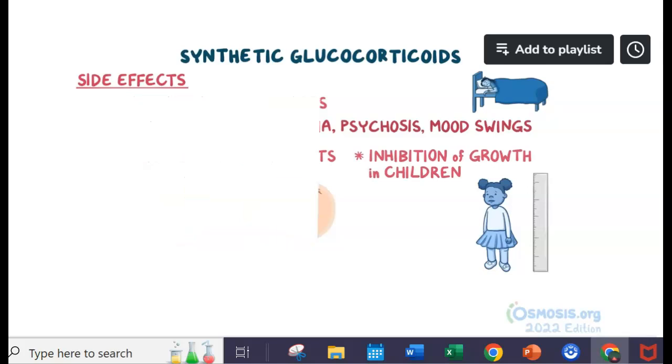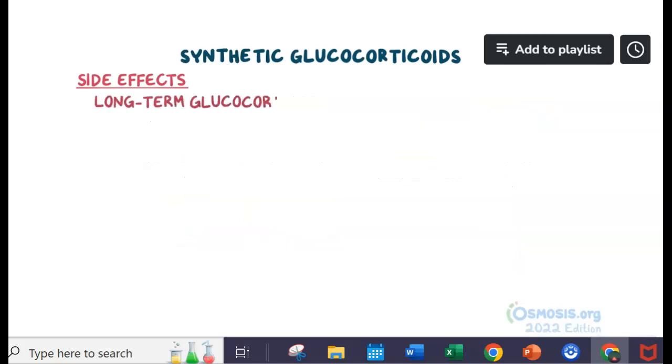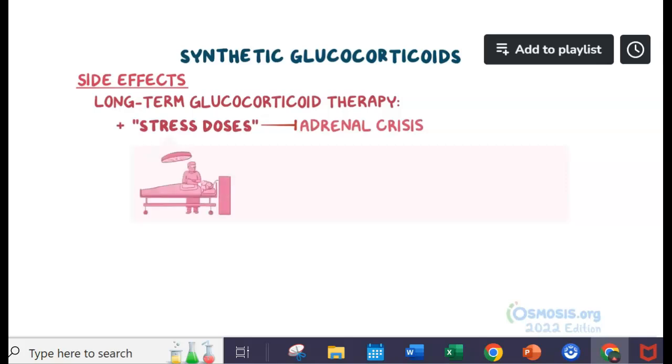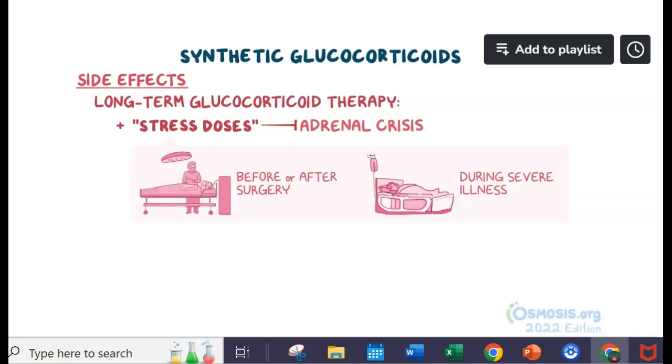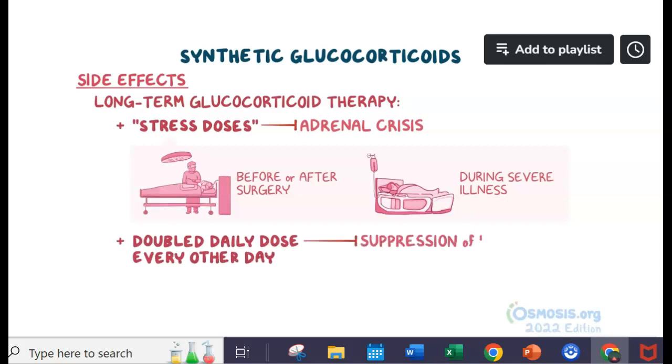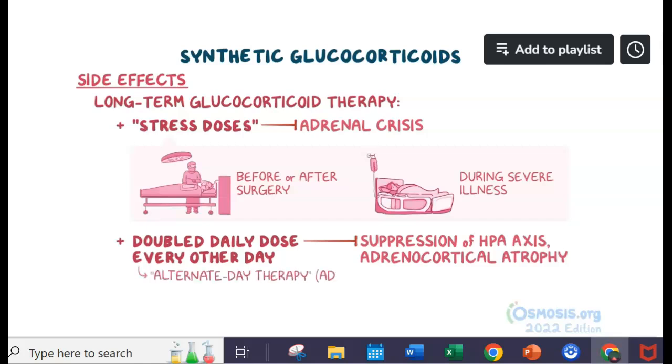Now, it's important to note that individuals that are treated with long-term glucocorticoid therapy should receive additional stress doses to prevent adrenal crisis. Stress doses are commonly used before or after surgery, or during severe illness. Moreover, individuals taking long-term glucocorticoid therapy can take a double daily dose every other day to prevent the suppression of hypothalamic pituitary adrenal axis and eventual adrenocortical atrophy. This way of taking glucocorticoid therapy is also known as alternate day therapy, or short ADT.